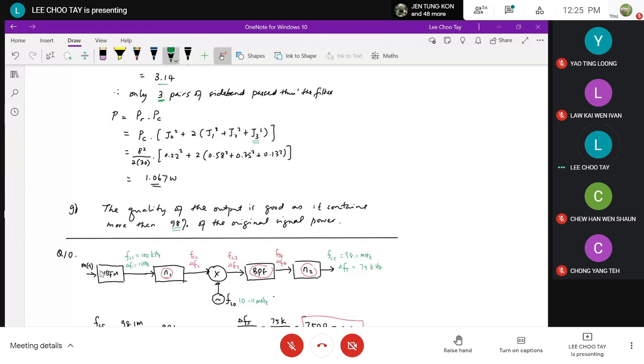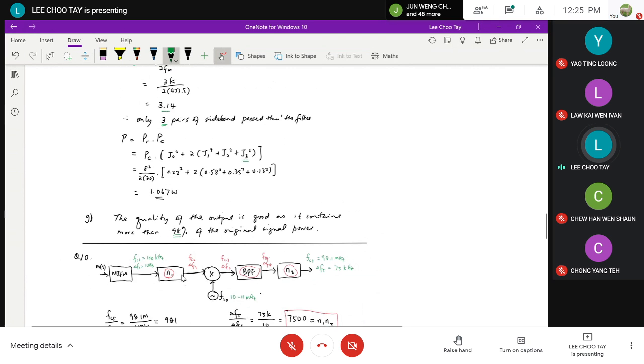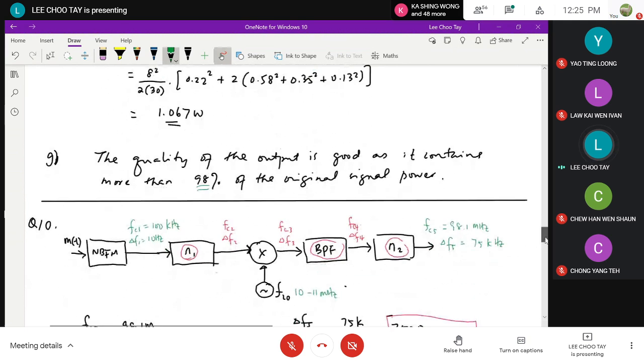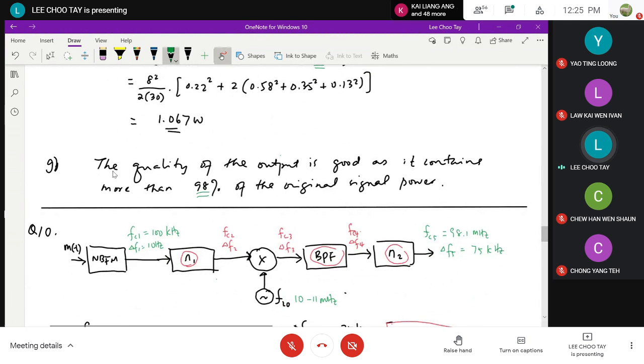We're going to pass our baseband signal or message signal through a narrowband FM generator. So this narrowband FM generator is going to generate a narrowband FM signal. And that will give us a carrier frequency of 100 kilohertz, and frequency deviation 10 hertz.